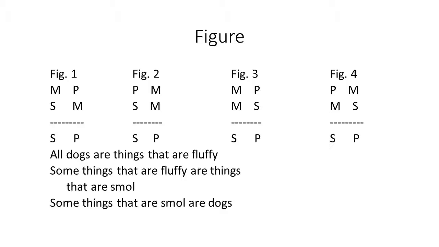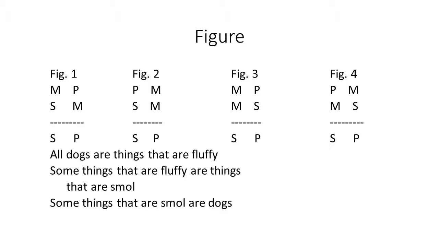So here's our argument again. All dogs are things that are fluffy. Some things that are fluffy are things that are small. Some things that are small are dogs. So what we want to do is figure out the figure here. So we want to figure out where the subject and predicate of the conclusion are relative to the middle term.